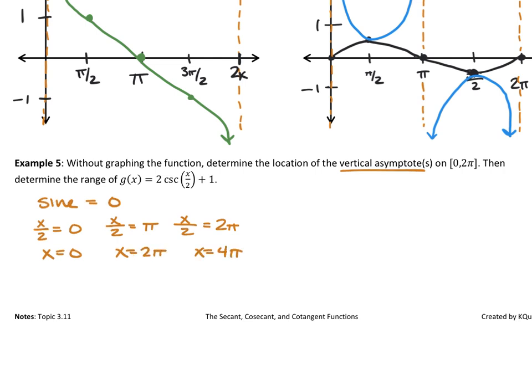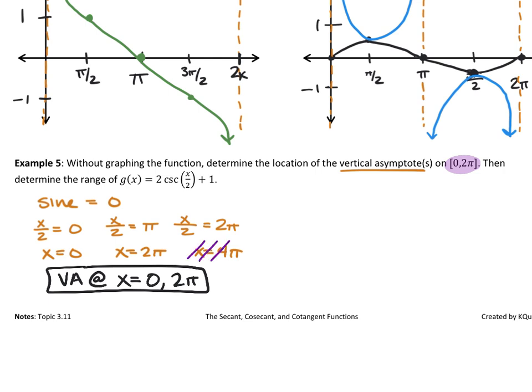I'm solving for x, by the way, by multiplying by 2 on both sides. So the locations of the vertical asymptotes are going to appear at the x values of 0 and at 2 pi only. Now I'm not answering 4 pi just specifically because this question only wants us to use the domain interval from 0 to 2 pi, which means that 4 pi is beyond this graph. We're not looking at 4 pi, we're just looking between 0 and, sorry, 2 pi.